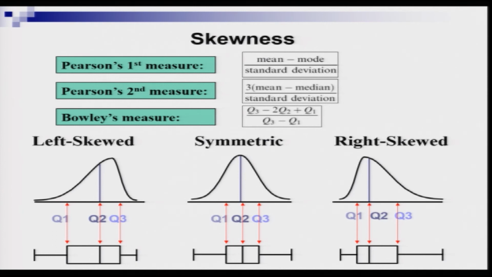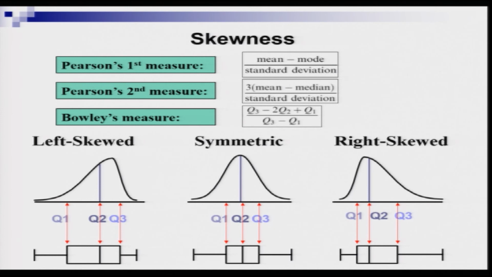Then there is also one measure proposed by Bowley, and that measure is derived from the concepts of quartiles. You can see that there is a formula there, a bit complicated: Q3 minus 2 Q2 plus Q1, divided by Q3 minus Q1, and this is the famous Bowley's measure. Now, is there any range for these measures? Yes, of course. Bowley's measure lies between minus 1 and plus 1, but there are no theoretical limits to the Pearson's measures, both first and second, but in practice the value is rarely very high.